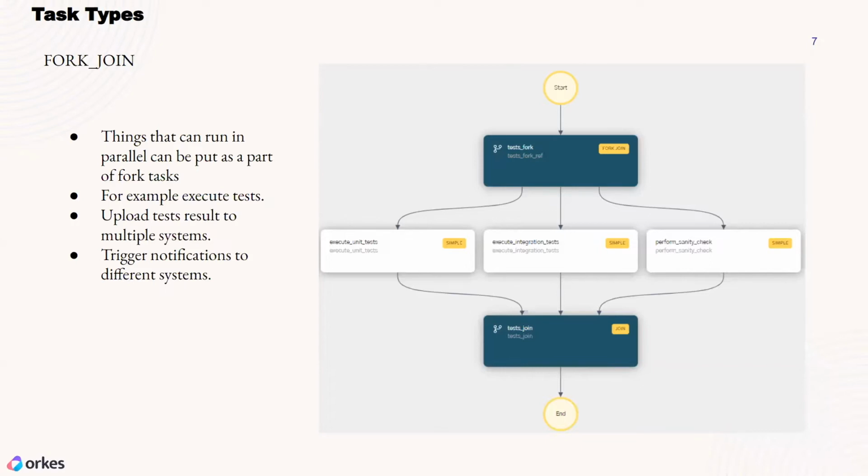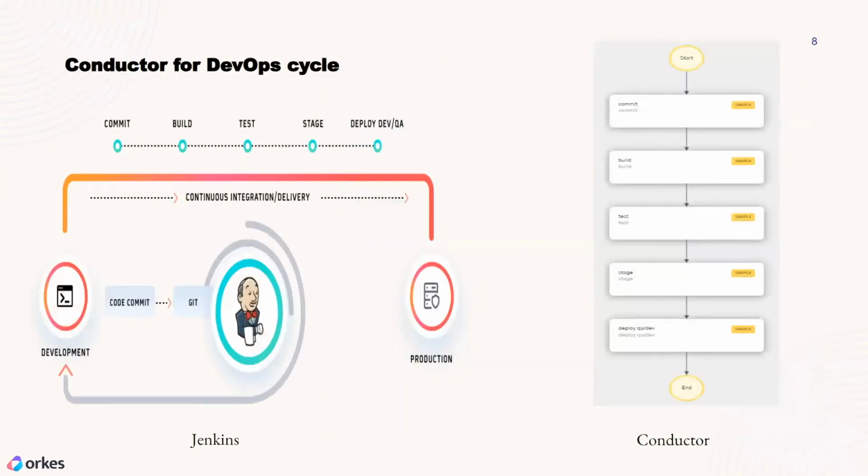So those things that can run in parallel, we can use a fork join task to implement that. Again, on the left side of the image, I have taken a reference from the Jenkins website. This is a traditional workflow or sequence of jobs, right? Whenever someone commits, we build, we test, then we do deployment to stage, or we do deployment to dev and QA. Same thing we can do in Conductor, and the Conductor workflow will look like this.